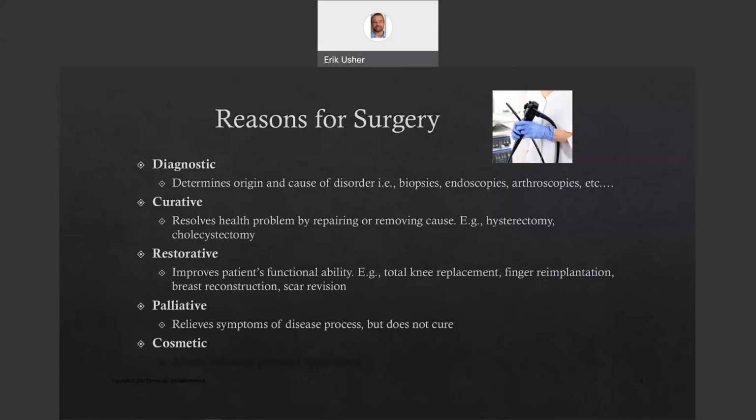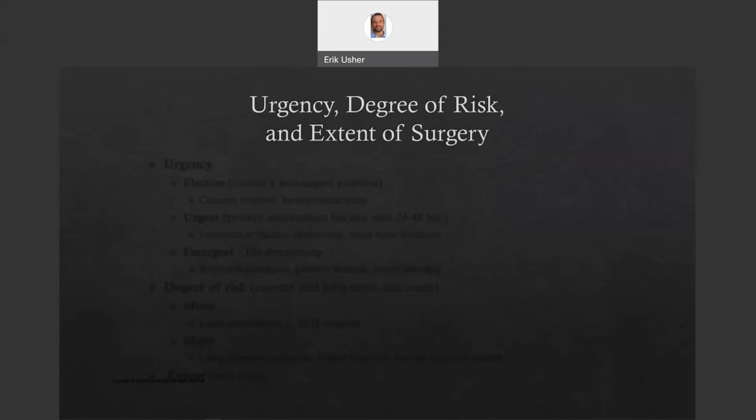And then there's cosmetic, which is very, very popular. It just alters or enhances personal appearance. Then we want to look at these terms here. There's urgency, degree of risk, and extent of the surgery. So let's talk about the urgency.